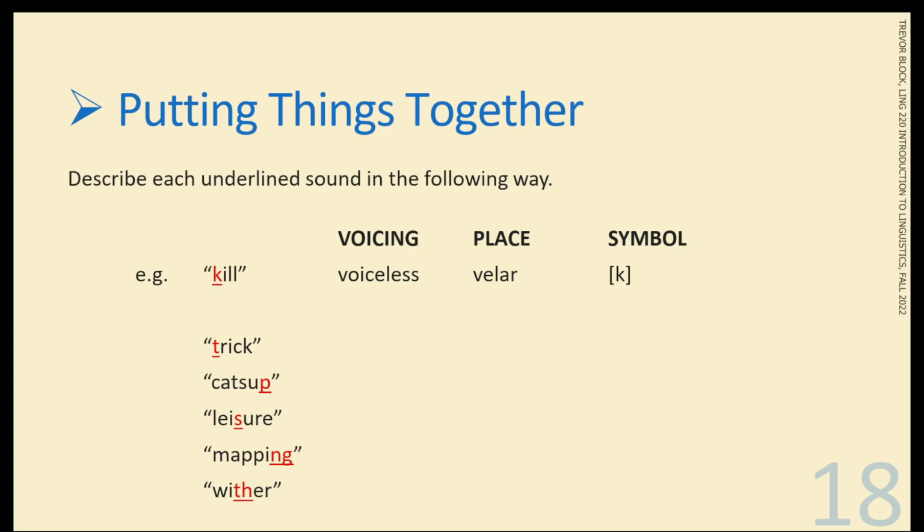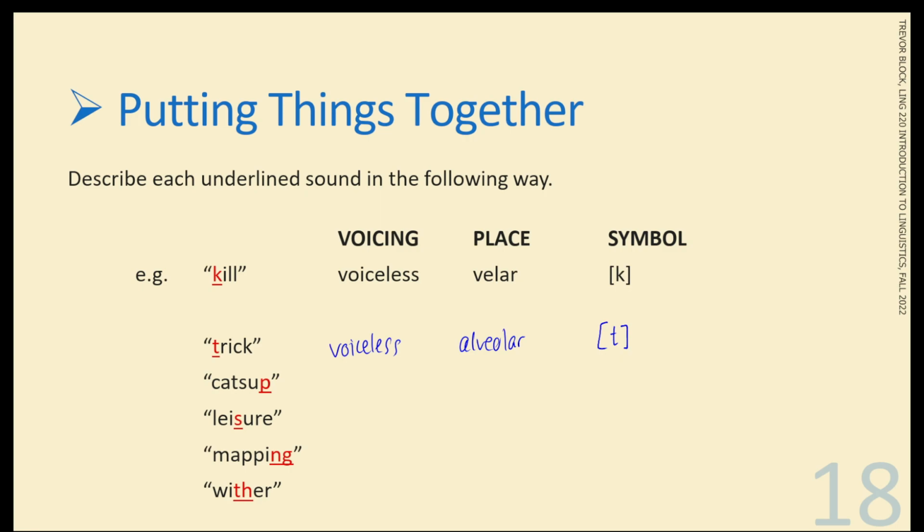So the first one, trick. This is a voiceless sound in trick. This is made at your alveolar ridge, t. You can feel it hitting that hard ridge. And this is a straightforward symbol, it's just T.